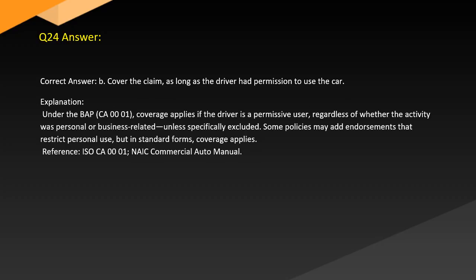Answer. Correct answer: B. Cover the claim as long as the driver had permission to use the car. Explanation. Under the BAP 01, coverage applies if the driver is a permissive user, regardless of whether the activity was personal or business related, unless specifically excluded. Some policies may add endorsements that restrict personal use, but in standard forms, coverage applies. Reference: ISO 01, Innate Commercial Auto Manual.